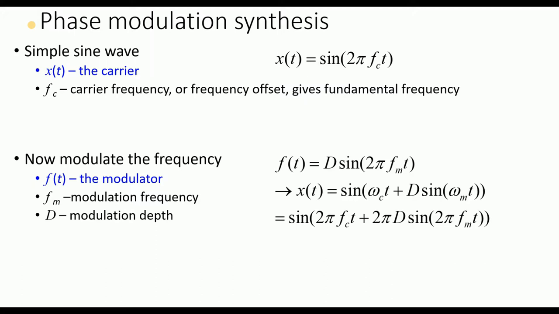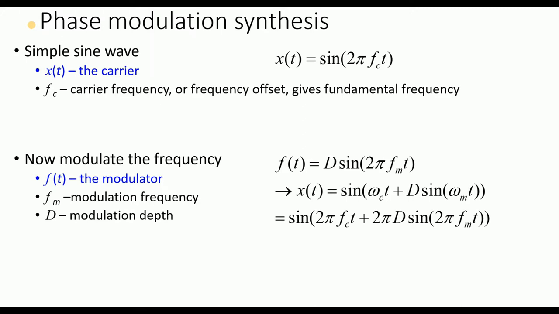So we'll call this f. f of t equals d times the sine of 2 pi f sub m t. f sub m is the modulation frequency. So the modulator has its own frequency. d, the amplitude of this sine wave, is the modulation depth. And it's important to consider the depth at this stage.